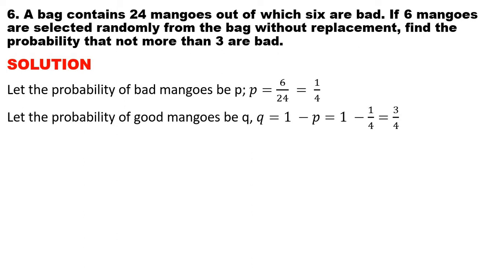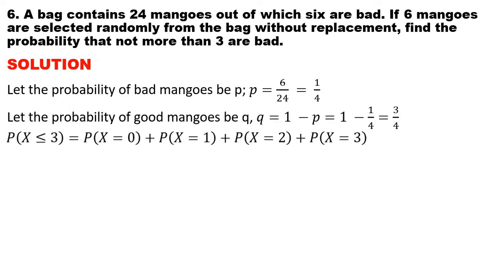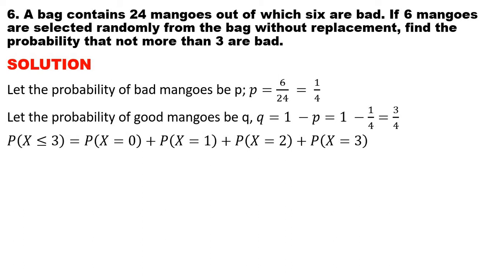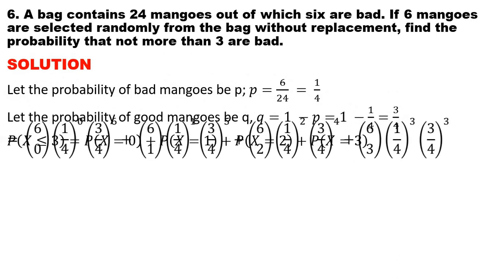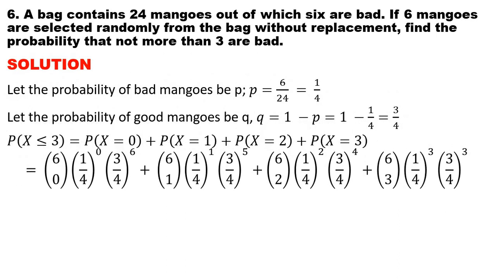Okay, now I work this out. Remember, we are looking at a probability where we don't have more than 3 bad mangoes. So our x is less than or equal to 3. So it's either we have 0, that is no bad mango, or we have just 1 bad mango, or we have 2 bad mangoes, or we have just 3 bad mangoes. And that is this. Okay, so with this now we calculate.